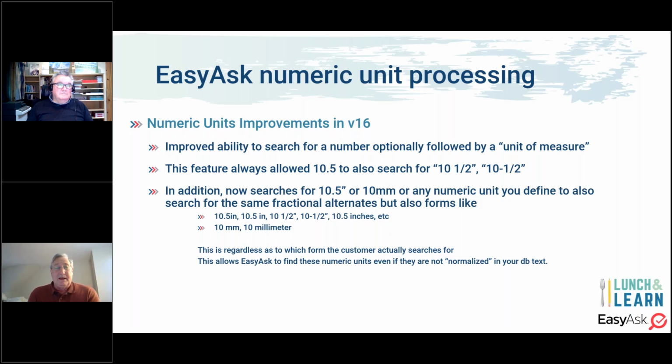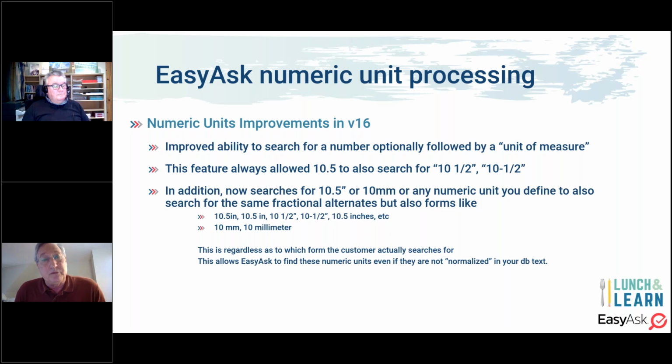In this particular one, the way you might have seen it before or maybe noticed it is that if you typed in a 10.5 or some sort of fractional number, EasyAsk was able to know that, oh okay, maybe 10.5 isn't represented that way in the database, maybe it's 10 and a half, or 10 dash half, or something of that nature. So we already had that, and we had some amount of ability to connect that to a unit, such as 10 centimeters, and we would be able to pair those two and search for that in a way that was a little bit more flexible.